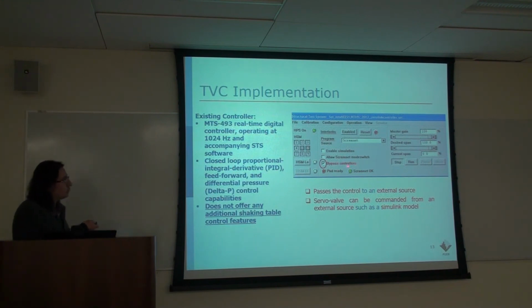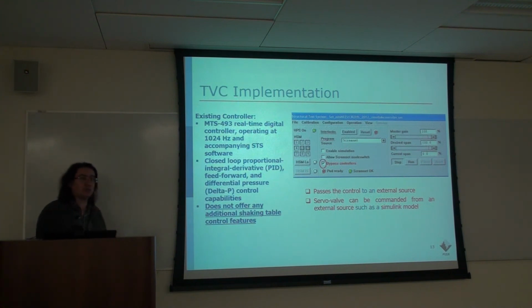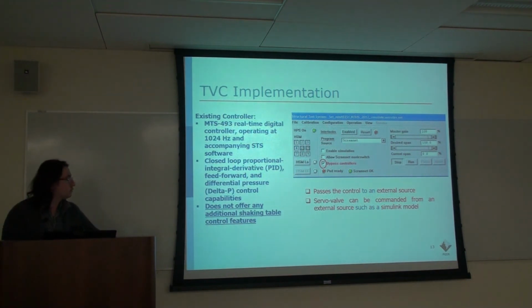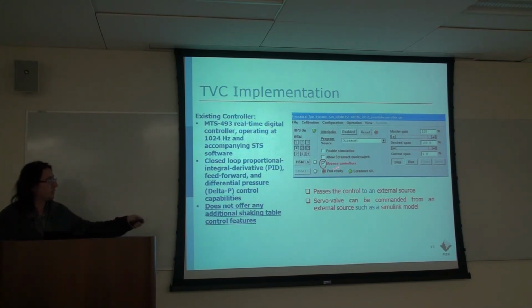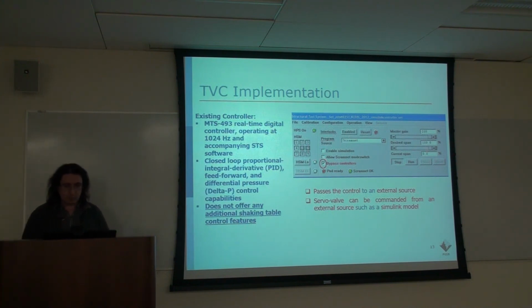So when you do this bypass controllers, the control is passed to an external source, so the control algorithm within the controller is basically bypassed, and you can use any other control algorithm from, let's say, a Simulink model to get the voltages, and these voltages directly get sent to the servo valve and transmitted by the controller. So the controller does not run any control algorithm anymore when we have this bypass controllers option. So we control it from outside.